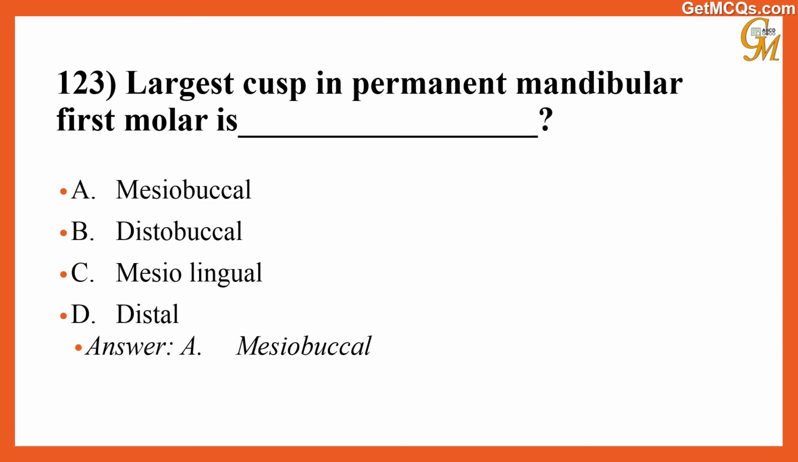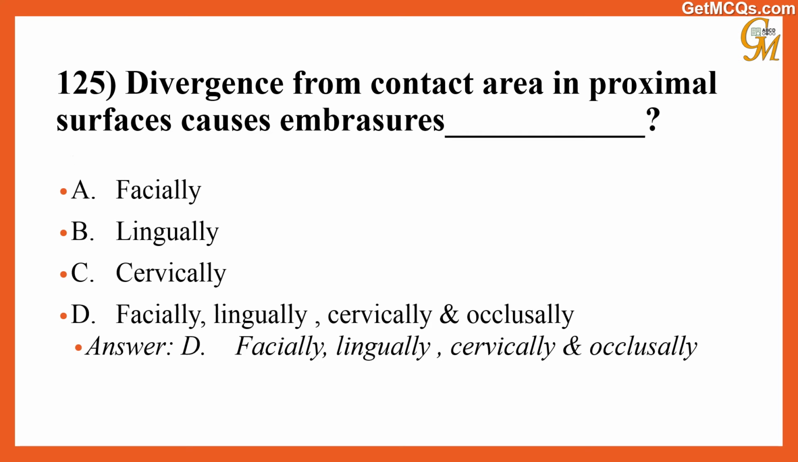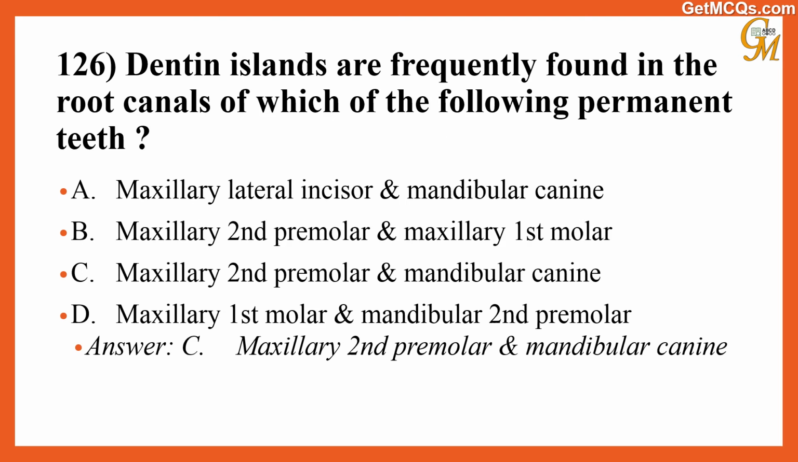123. Largest cusp in permanent mandibular first molar is? Answer: A. Mesiobuccal. 124. Once the enamel formation is complete, the tooth will erupt after approximately? Answer: C. 3 years. 125. Divergence from contact area in proximal surfaces causes embrasures? Answer: D. Facially, lingually, cervically and occlusally.